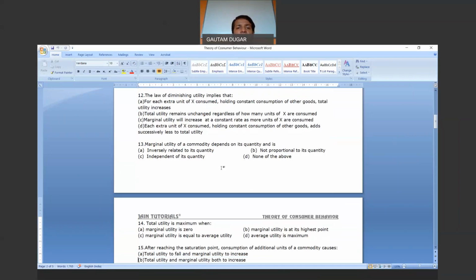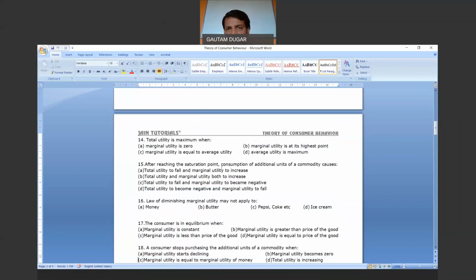Now, coming to 14 onwards, just 2 or 3 small things. The relation between TU and MU, total utility and marginal utility, the relation between these two. You must be knowing that marginal utility constantly declines but is positive. And so long as the marginal utility is declining but is positive, total utility goes on increasing. Total utility will go on increasing, though the MU is falling.